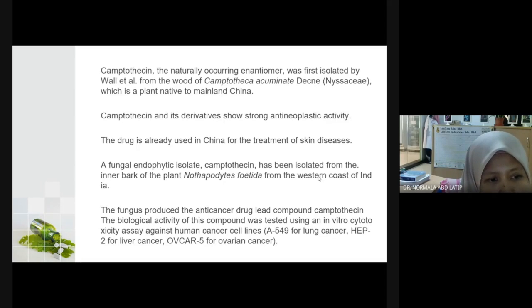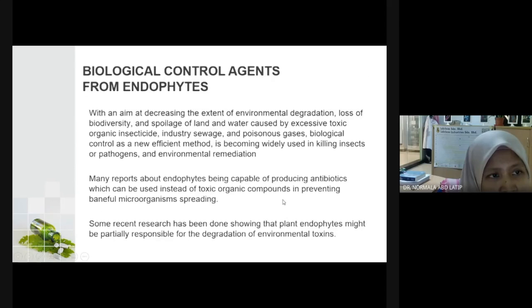Another example is a fungus that produces the anti-cancer drug lead compound camptothecin. The biological activity of this compound was tested in vitro in a cytotoxicity assay against human cancer cell lines. They found anti-neoplastic activity against lung cancer, liver cancer, and ovarian cancer cell lines.